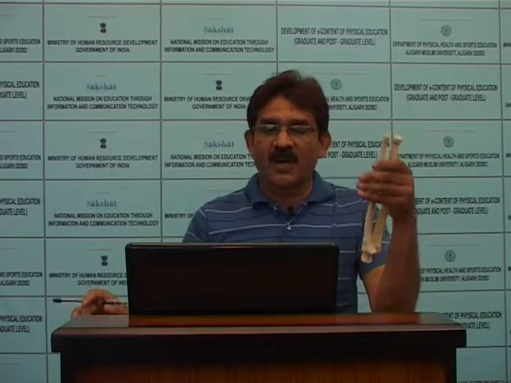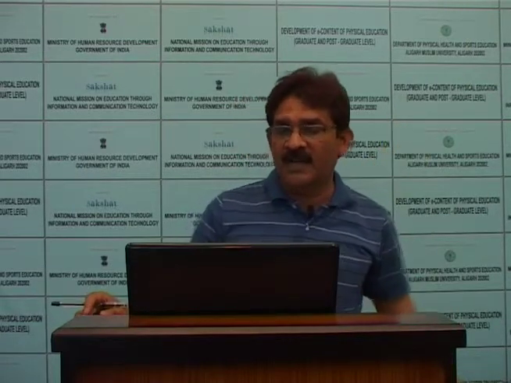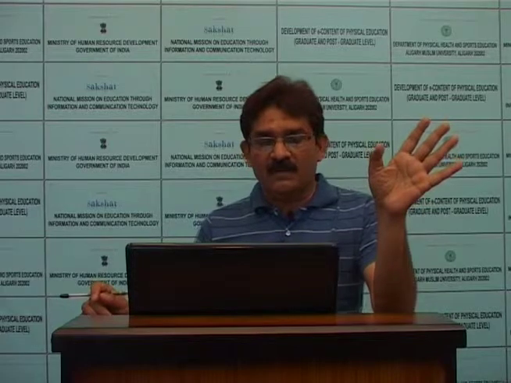After that, the carpal bones. Proximal row, lateral to medial: scaphoid, lunate, triquetral and pisiform bones. Distal row, lateral to medial: trapezium, trapezoid, capitate and hamate. Metacarpal bones are numbered 1 to 5 from thumb to little finger.